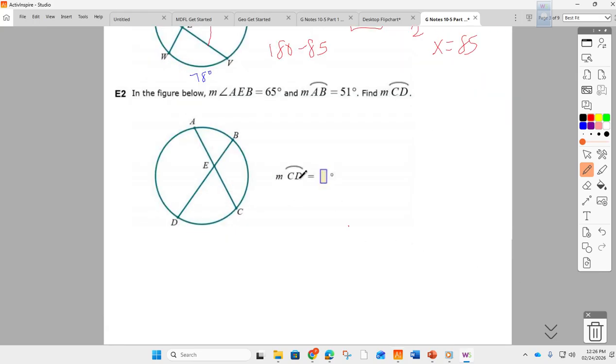Let's look at, what if they give you the angle and one arc? So if they give us a measure of angle AEB that's 65 degrees, and they give us a measure of arc AB, which is 51. What we don't know is the measure of this arc, and that's what they're asking us to find. So we're still going to use the arc plus the arc, but in this case, we don't know the arc, so we're going to use a variable. Arc plus arc divided by 2 equals the angle.